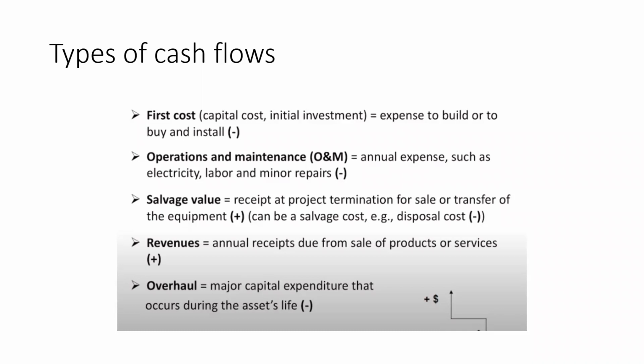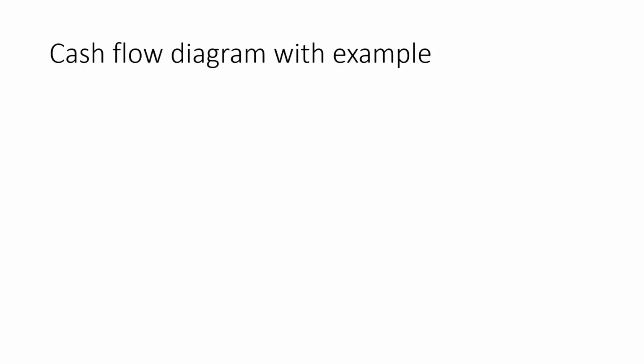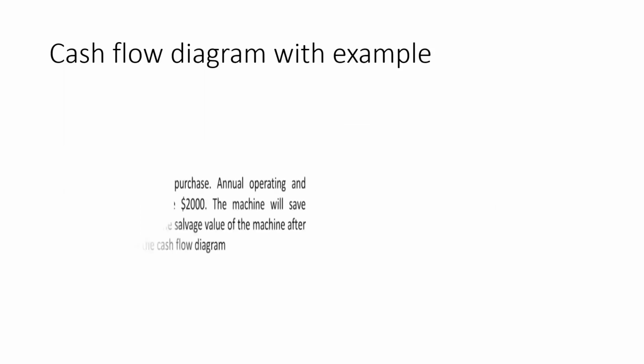So it is more like the major capital expenditure that occurs during the asset life. Since I'm still spending from my pocket, it means it will have a negative effect on the cash flow. So let's look at a cash flow diagram with an example.